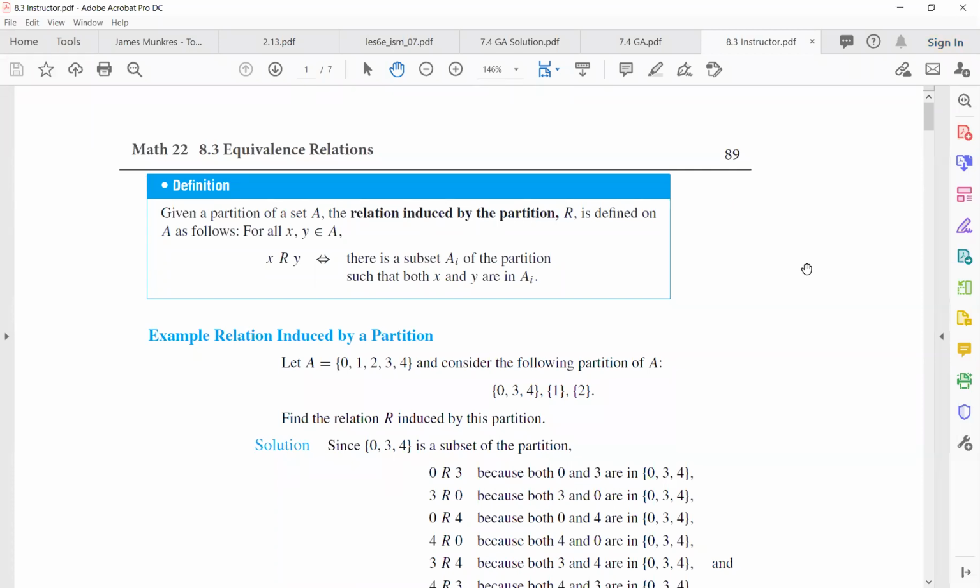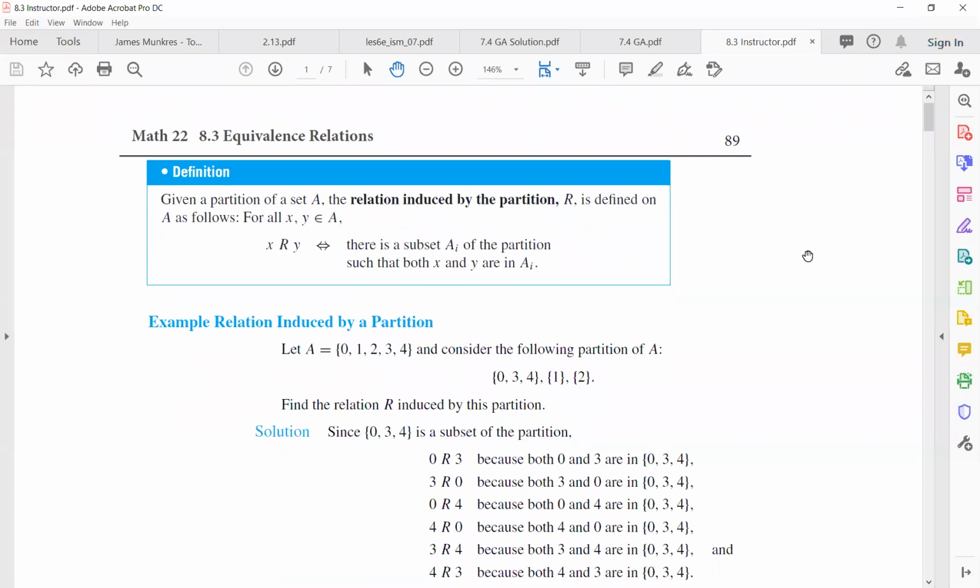8.3 Equivalence relations. Given a partition of a set A, the relation induced by the partition, R, is defined as follows. We say that x is in relation with y through R if and only if there is a subset Aᵢ of the partition such that x and y are in that subset.